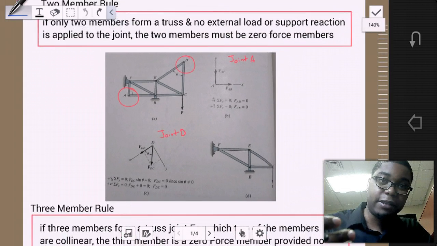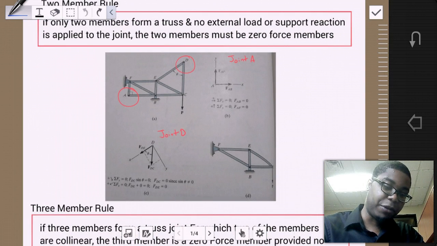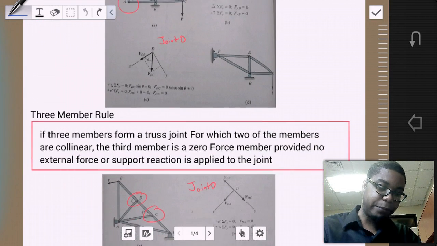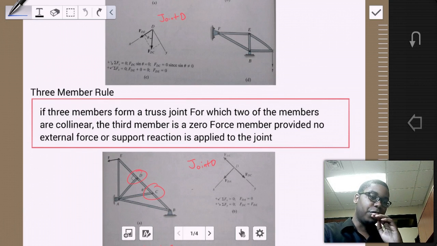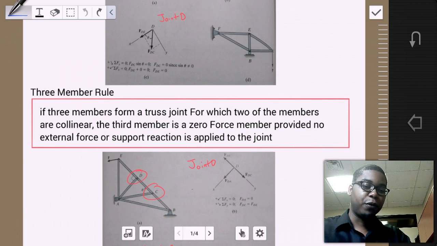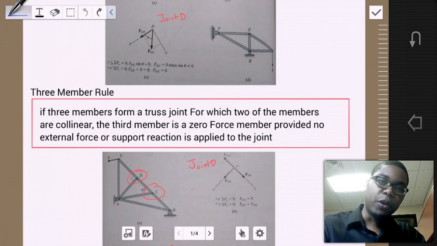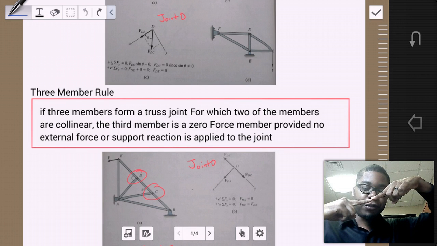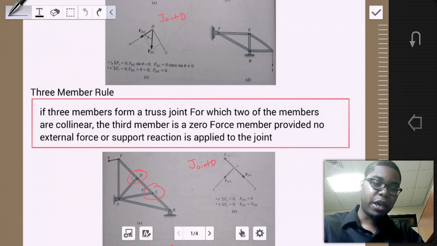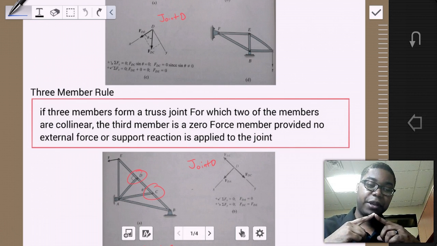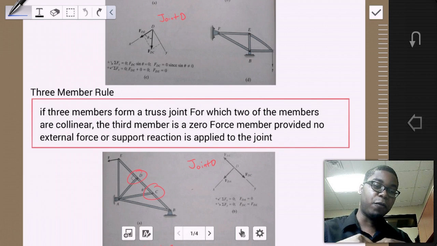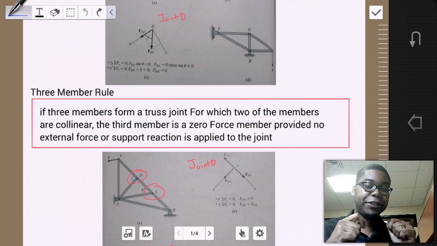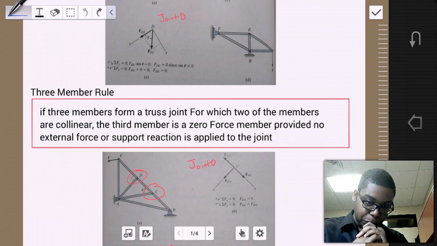Now let's look at the second method which can be used, which is the three-member rule. If three members form a truss joint for which two of the members are collinear, meaning they are parallel to each other, they have the same line of action and are parallel, the third member is a zero force member provided that there is no external force or support reaction applied at the joint.